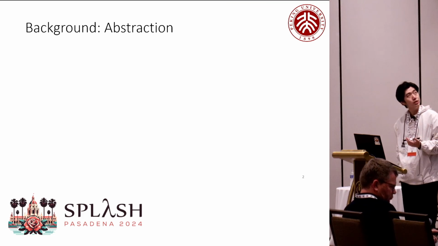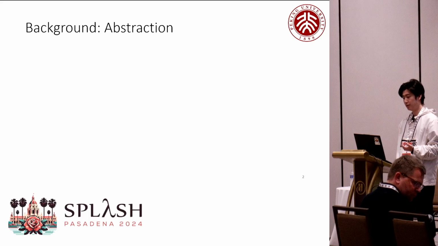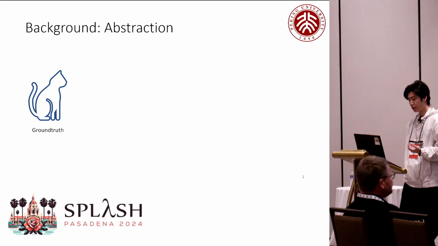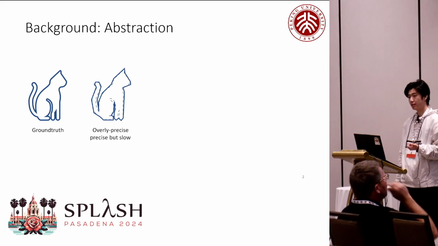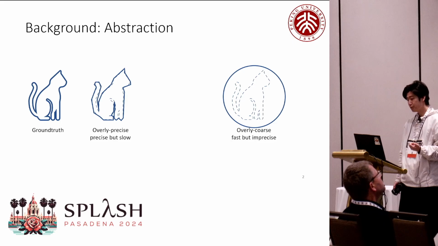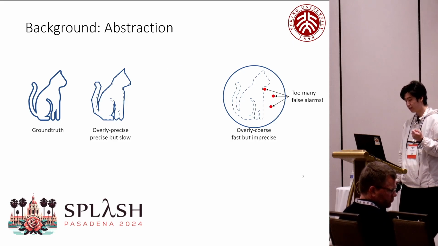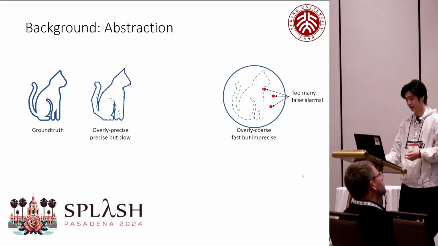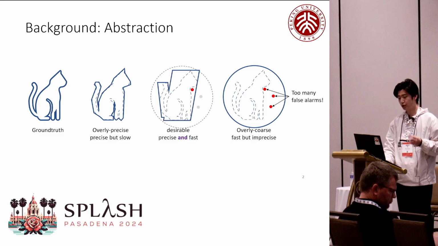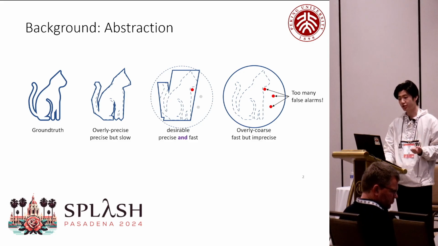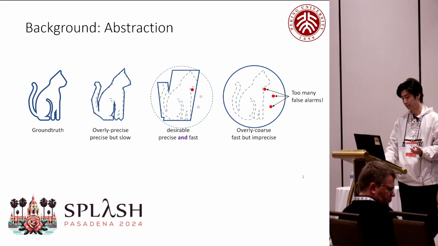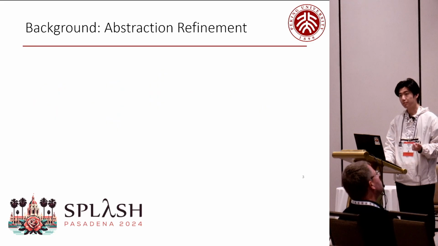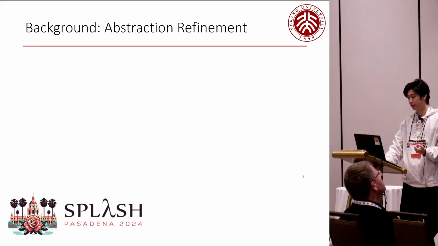Selecting good abstractions is a crucial problem in program analysis. Abstractions that are too precise tend to be slow, while coarse abstractions are often too imprecise, which means that they will introduce too many false alarms into the analysis. So, it's important to choose abstractions that balance precision and efficiency, which means that it could eliminate most false alarms and run fast. Abstraction refinement is a method to find abstractions that are just precise enough.